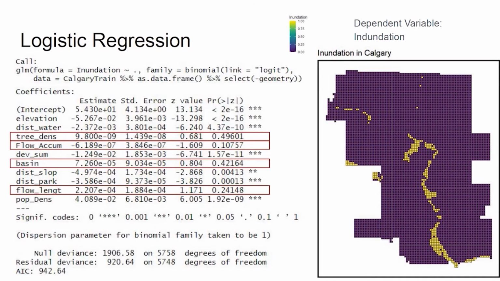The dependent variables for our regression model is flood inundation. As a result of logistic regression, we can see that the variables are statistically significant in our models at a 90% confidence interval, except for 4 variables: tree density, flow accumulation, basin, and flow length.